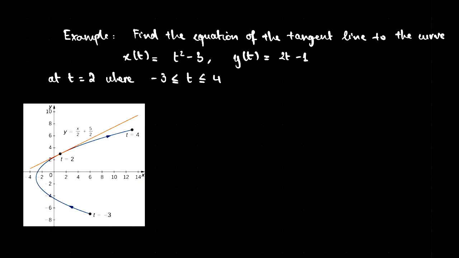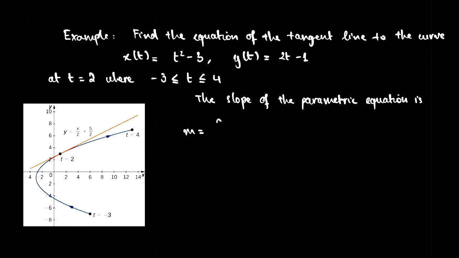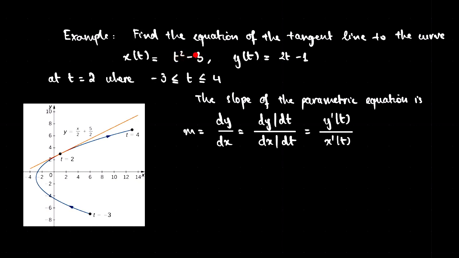So the slope of the parametric equations is calculated as m equal to dy dx, which is equal to dy dt over dx dt, or you can do y prime of t over x prime of t, given that x is equal to t squared minus 3 and y of t is 2t minus 1. So y prime is equal to 2. And x prime of t is going to be the derivative of t squared minus 3, or 2t. And then you can cancel out the 2, and you're left with 1 over t. So the slope of this parametric curve is m equal to 1 over t.